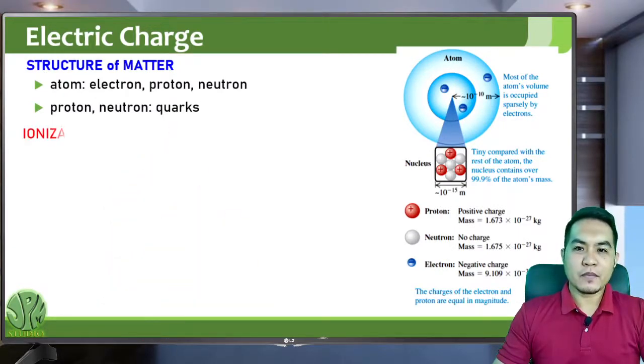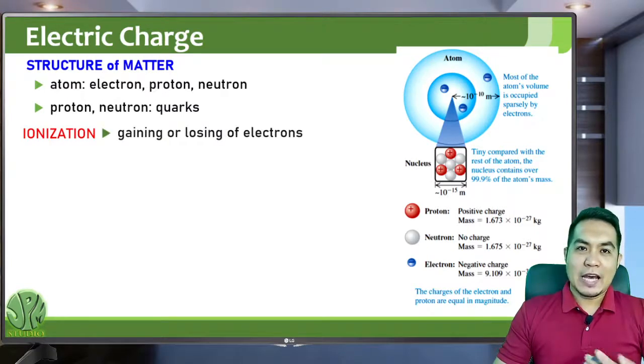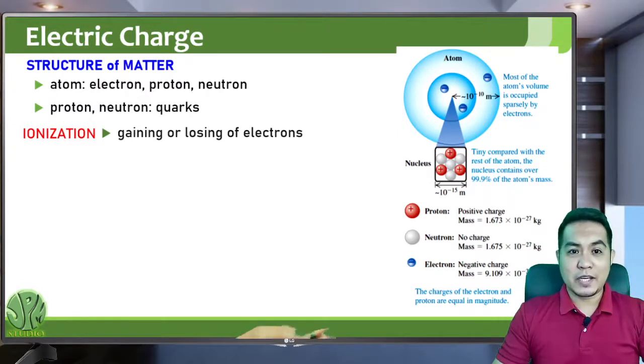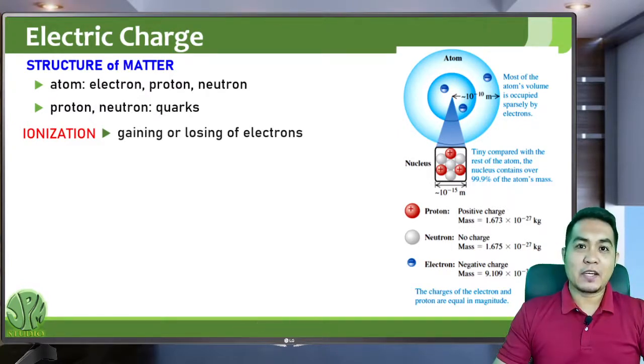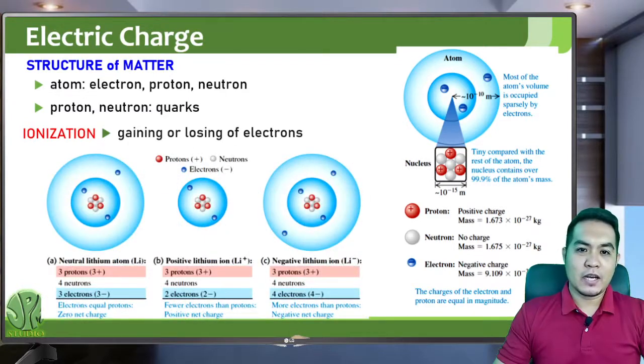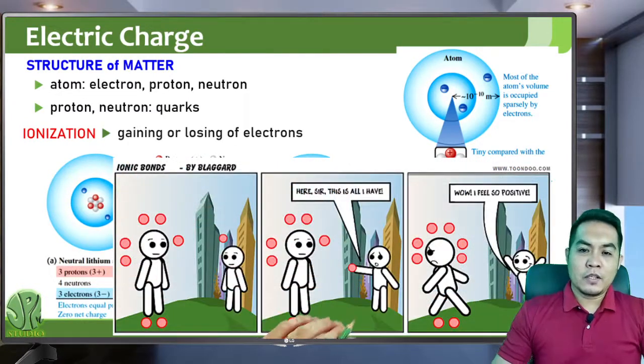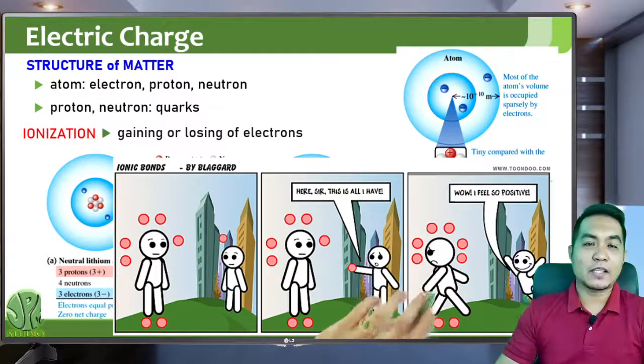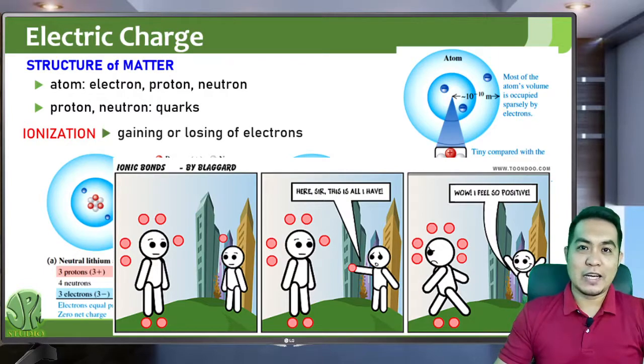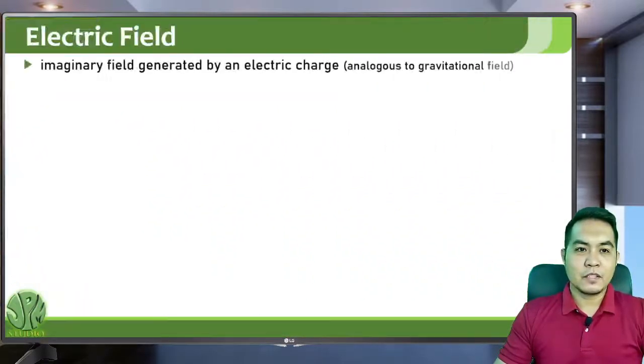Furthermore, protons and neutrons are composed of more fundamental particles called quarks. When an atom gains or loses an electron, that atom becomes ionized. When it gains electrons, it becomes an anion, and when it loses an electron, it becomes a cation. Cations are positively charged, anions are negatively charged. You have learned that in your chemistry. The atom that loses an electron becomes positive, and the atom that gains an electron becomes negative.